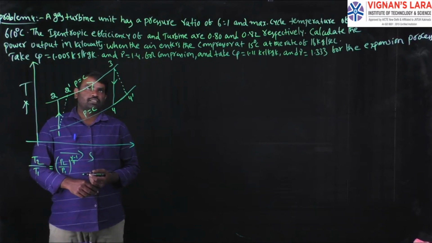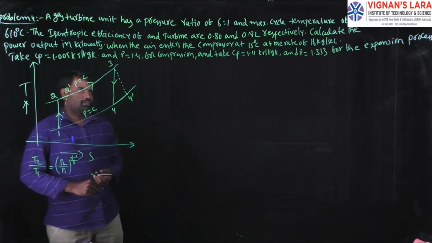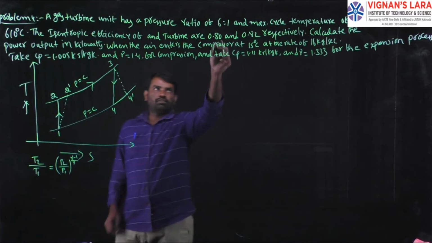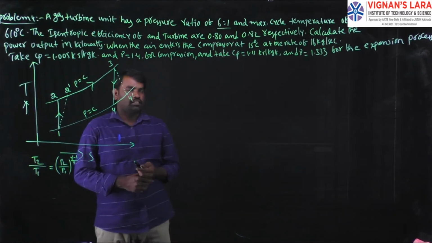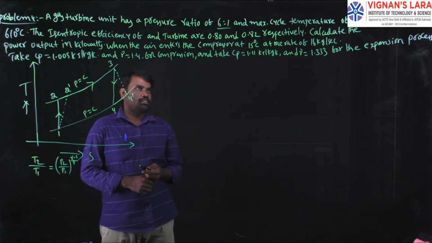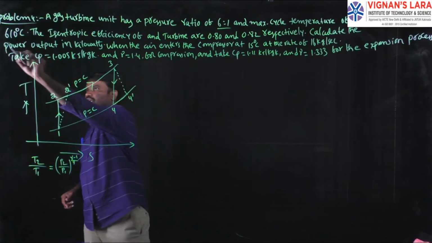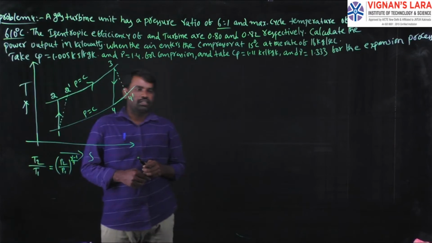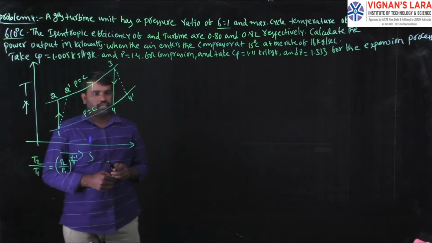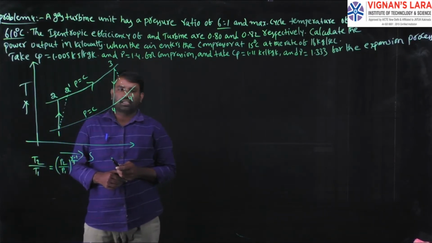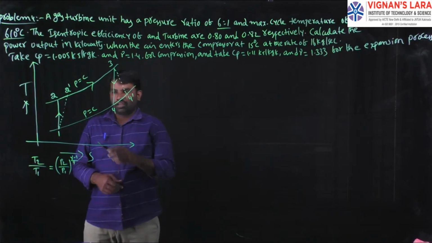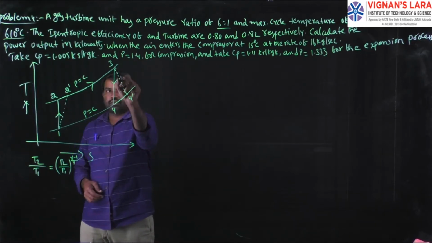A gas turbine unit has a pressure ratio of 6 to 1. The pressure ratio given in the data is P2 by P1 equal to 6 to 1, and the maximum cycle temperature is 610 degrees centigrade. In the Brayton cycle, the maximum temperature is T3.